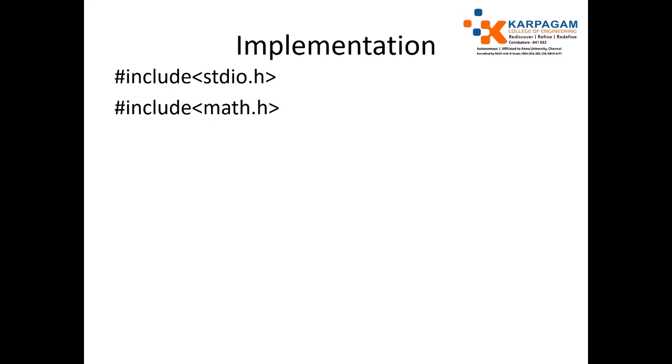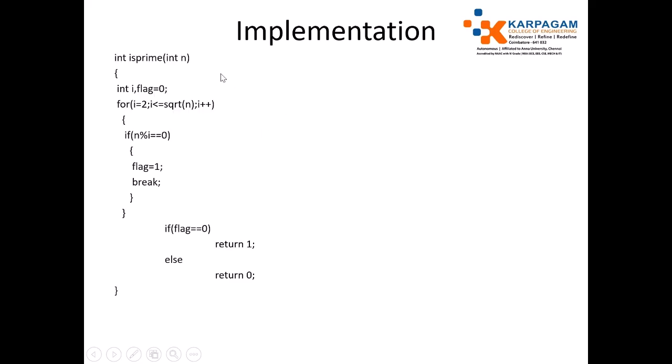This problem can be solved by checking whether the given number is prime or not. We have to check from 2 to n. Here I have included the header files, stdio and math. Here I have used one function named is prime, which accepts one argument, which is used to check whether the given number is a prime number or not. I have used a square root algorithm for checking whether the particular number is prime or not.